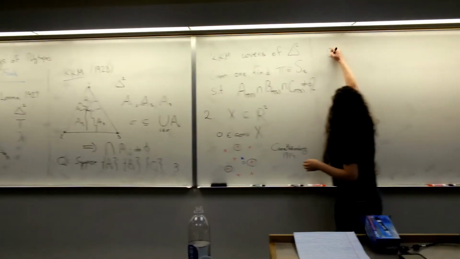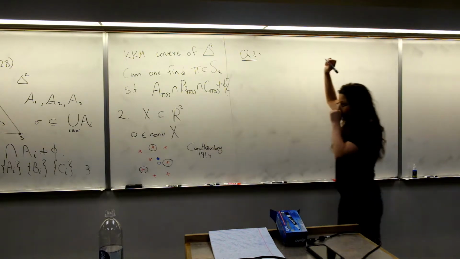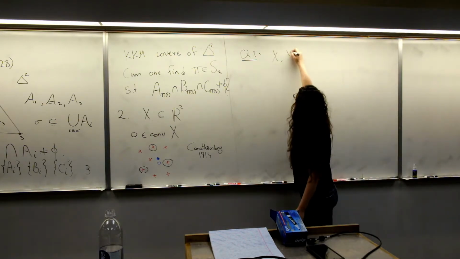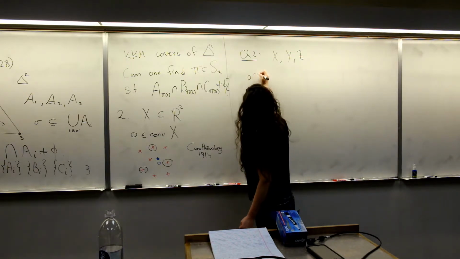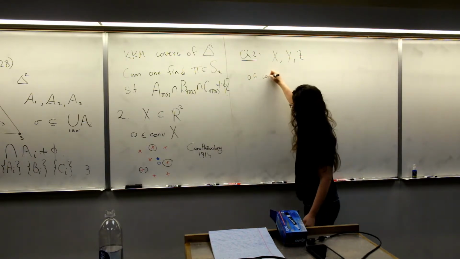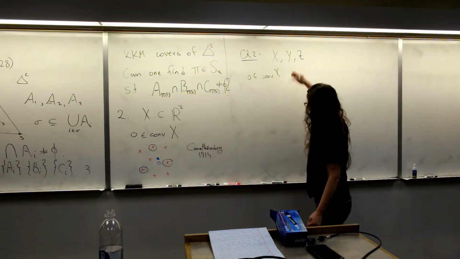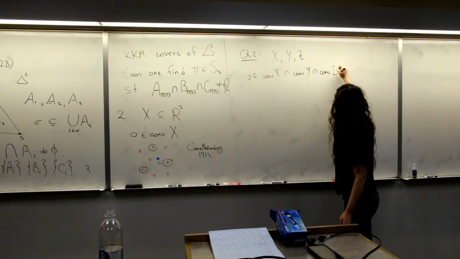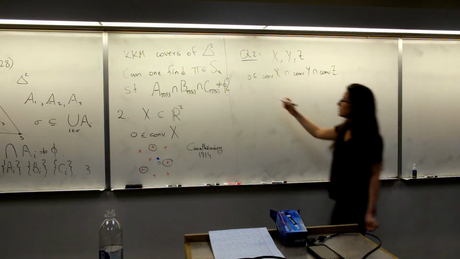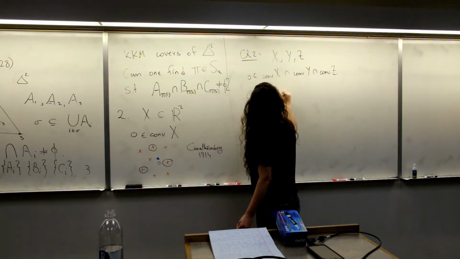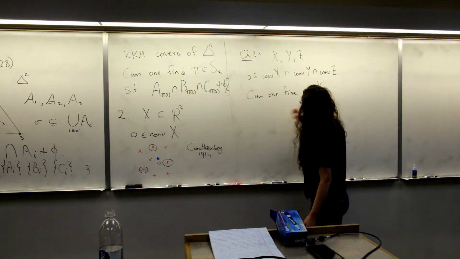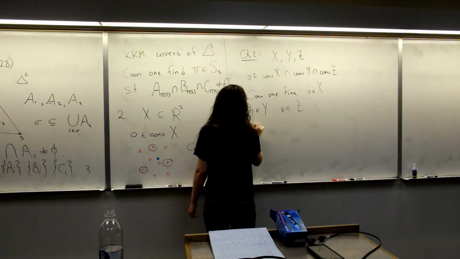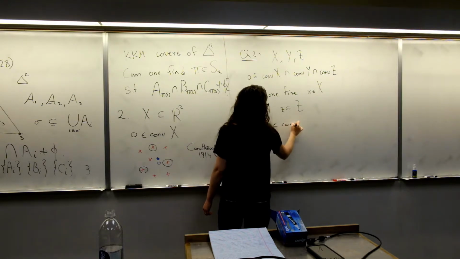Okay, so now here is question number 2. So suppose that we have now 3 or d plus 1 finite sets of points. So here we have X, Y, and Z. And we have the property that 0 is in the convex hull of all 3 of them. So it is in the convex hull of X and in the convex hull of Y and also in the convex hull of Z. And now the question is, can one find x in X, y in Y, and z in Z such that 0 is in the convex hull of these 3 points?